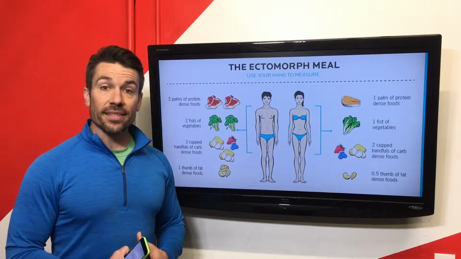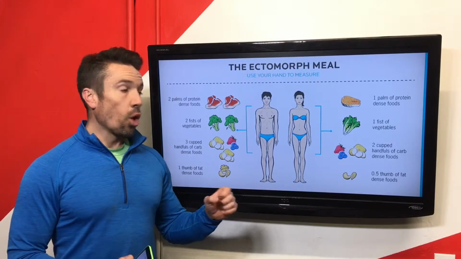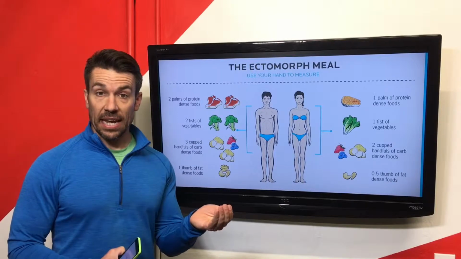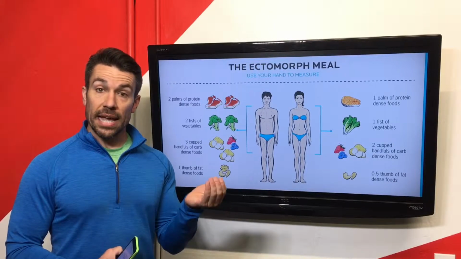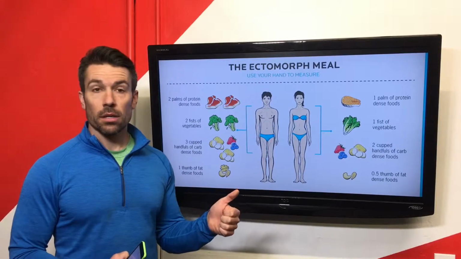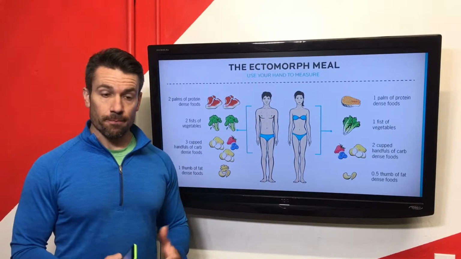On the women's side, we have 1 palm-sized portion of protein, 1 fist-sized portion of vegetables, 2 cupped handfuls of a carb-dense food, and then a half a thumb size of a fat-dense food.